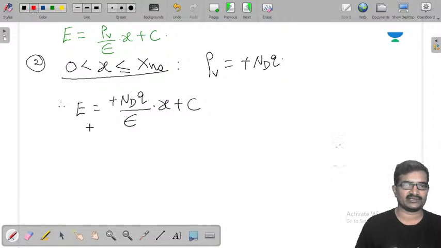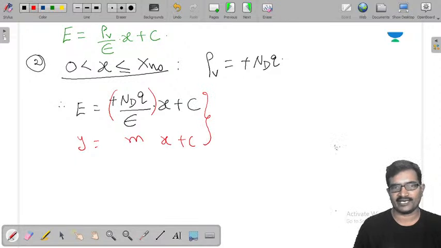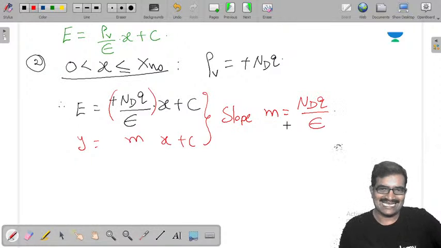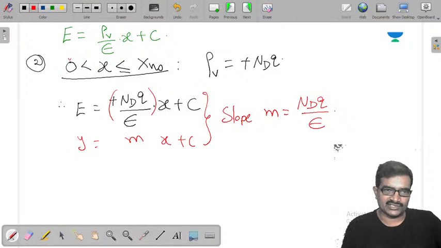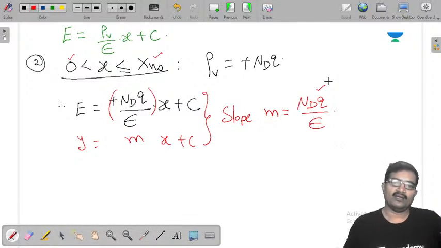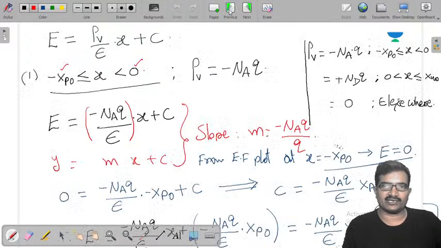Compare this with the standard equation, y equals mx plus c. Again it is a straight line with a positive slope. By comparison, we can write the slope m is nd into q by epsilon. Now see this, it is a straight line starting at 0 and ending at xn naught with a slope of positive nd into q by epsilon. With this data I am going to complete the plot.